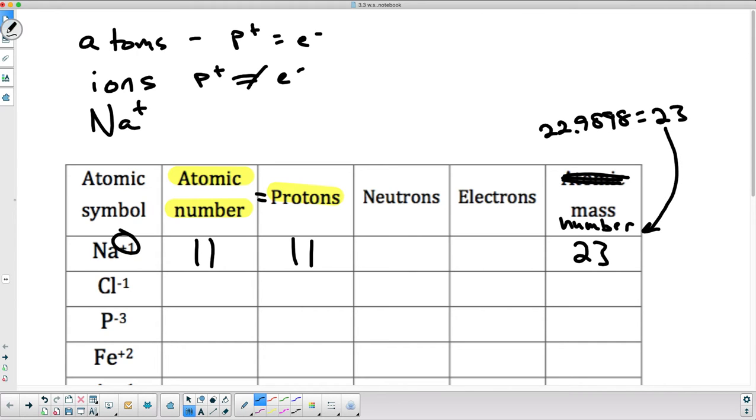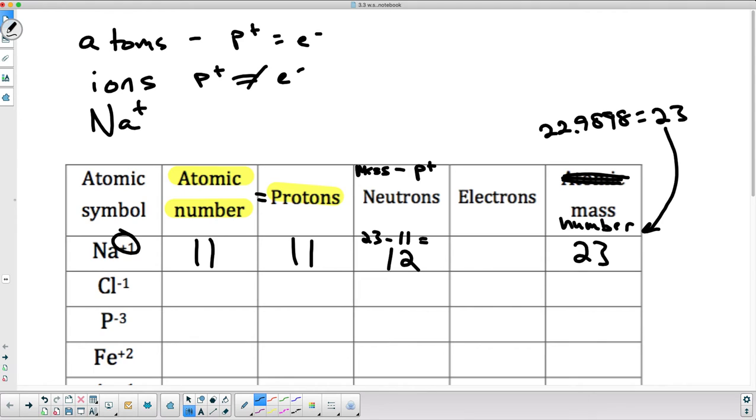Now, why would I do that? Why would I round up atomic mass to get mass number? I do that so I can find the number of neutrons, because the number of neutrons is simply the mass number minus the number of protons. So that means that what I have here is 23 minus 11, and that equals 12. 12 neutrons here.